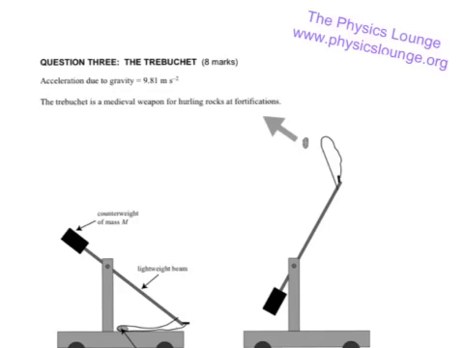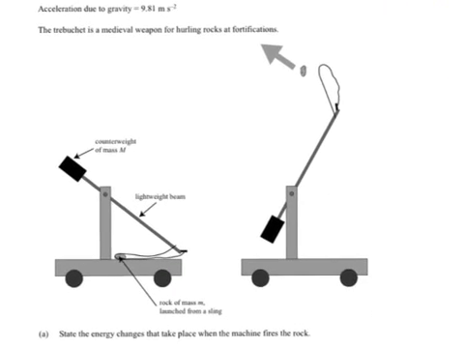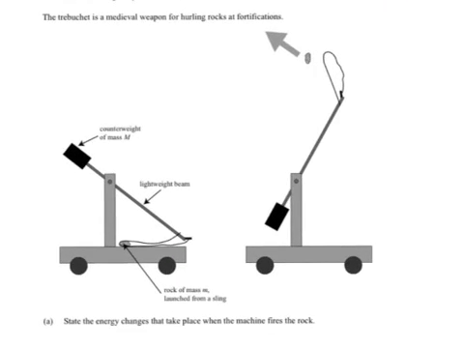So question 3 here for the 2009 scholarship paper. It's quite an exciting one to do with the trebuchet. We've got a little picture down here with the trebuchet. We've got acceleration due to gravity stated. And in case you've never seen or know what a trebuchet is, if you haven't seen Lord of the Rings or anything like that, the trebuchet is a medieval weapon for hurling rocks and other things at fortifications.